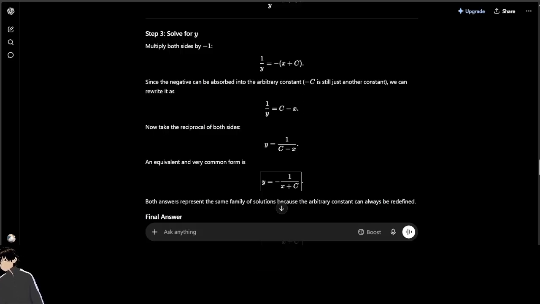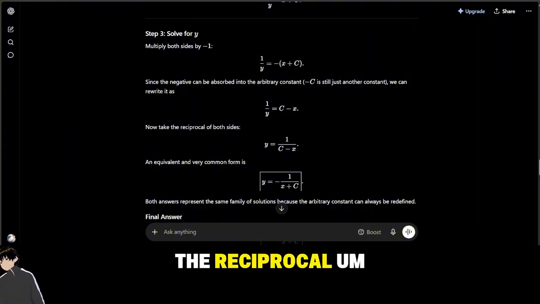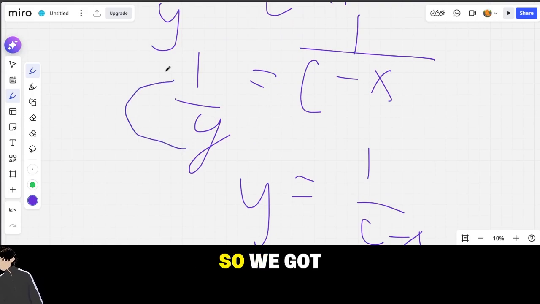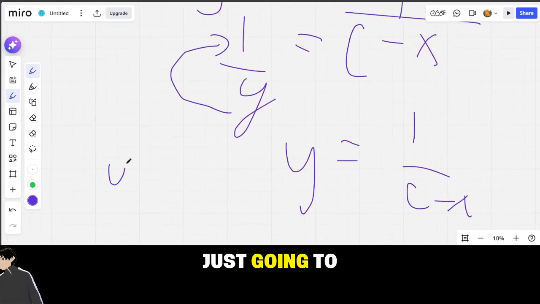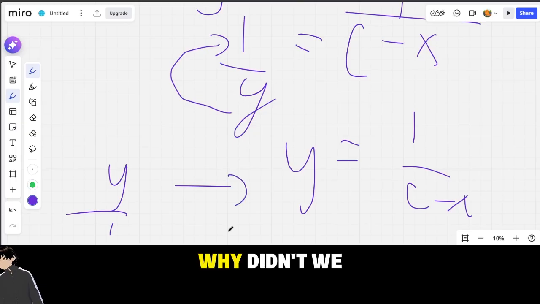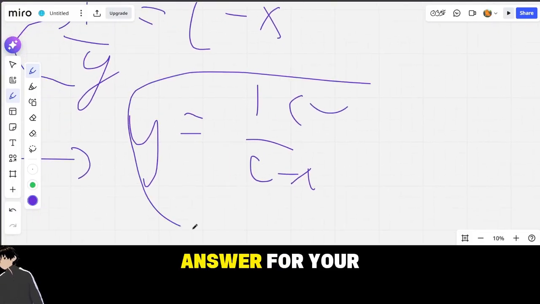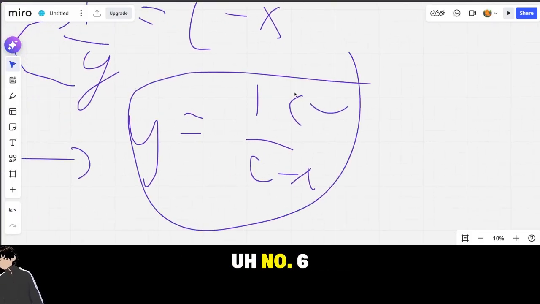Okay. Because we took the reciprocal, this is going to be replaced there. So it's just going to become y, then we have this c minus x, which is the reciprocal. So this is the answer. It's the final answer for number 6.